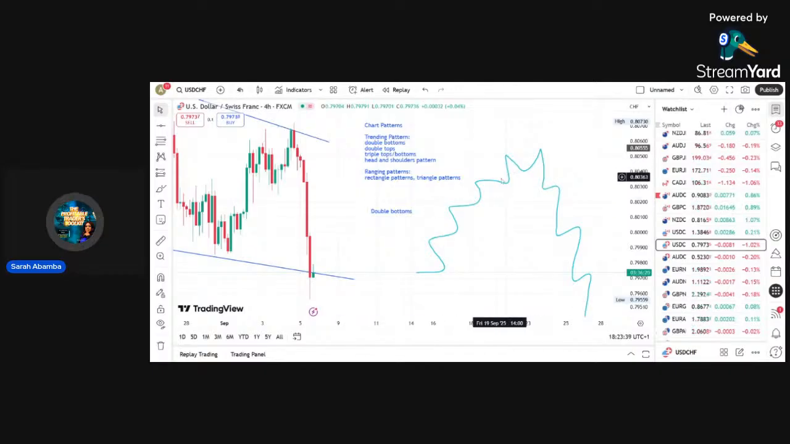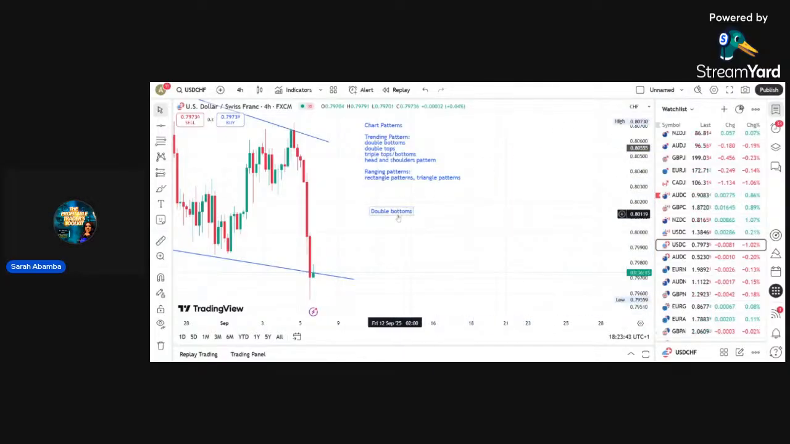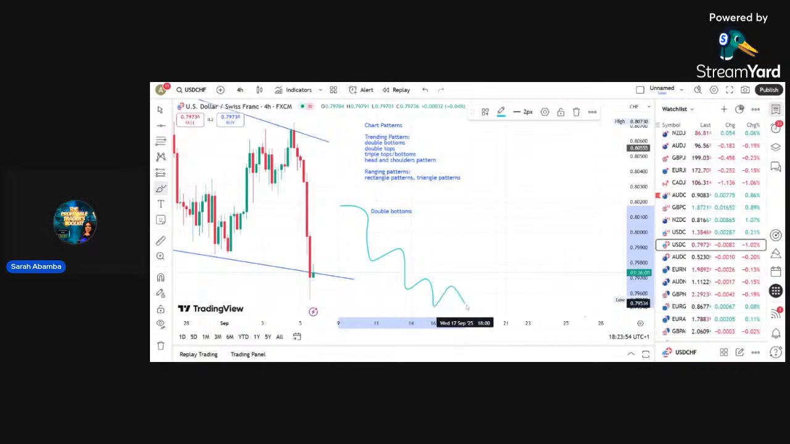So let's start with the double bottoms. For the double bottom, the market was in a downtrend and all of a sudden it went up, came down a second time and started going up. So this is a double bottom. A double bottom is a bullish signal. That means the market will start buying when it is giving this pattern.